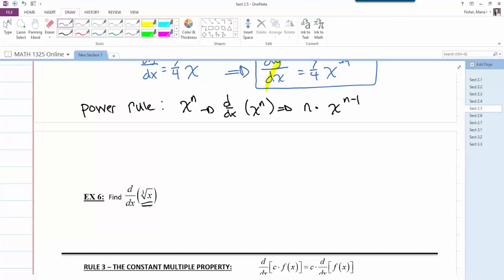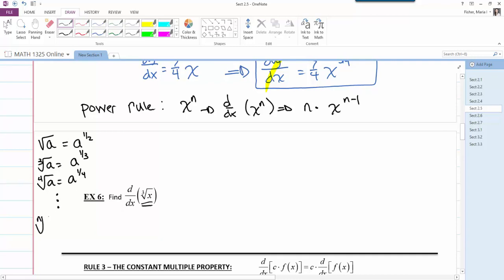You'll see this throughout calculus. If you have the square root of a, that's equal to a to the 1/2 power. If you have the cubed root of a, that's equal to a to the 1/3 power. The fourth root of a is a to the 1/4 power. So in general, the nth root of a is going to equal a to the 1 over n. So whatever that little number is, that's the number that's going to go into your denominator.